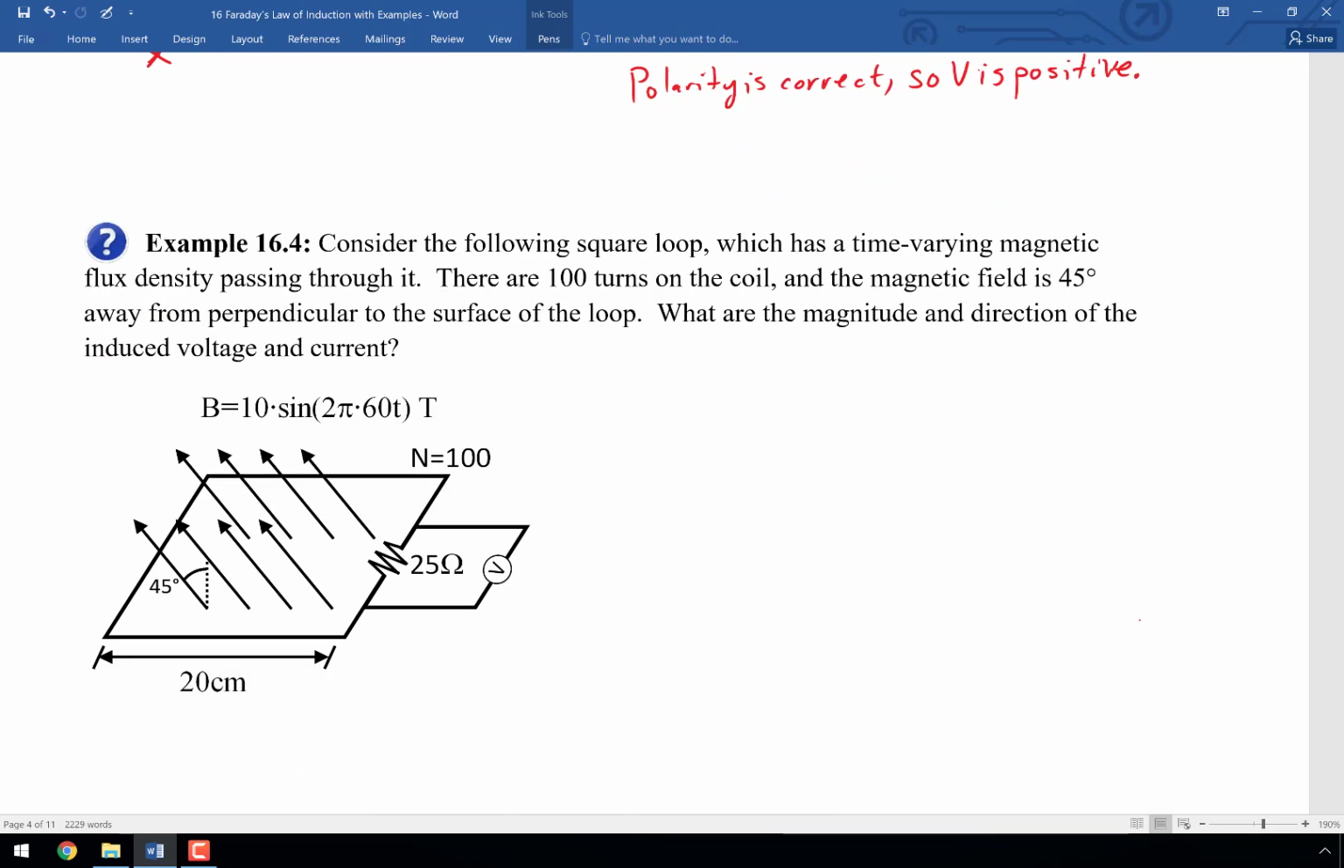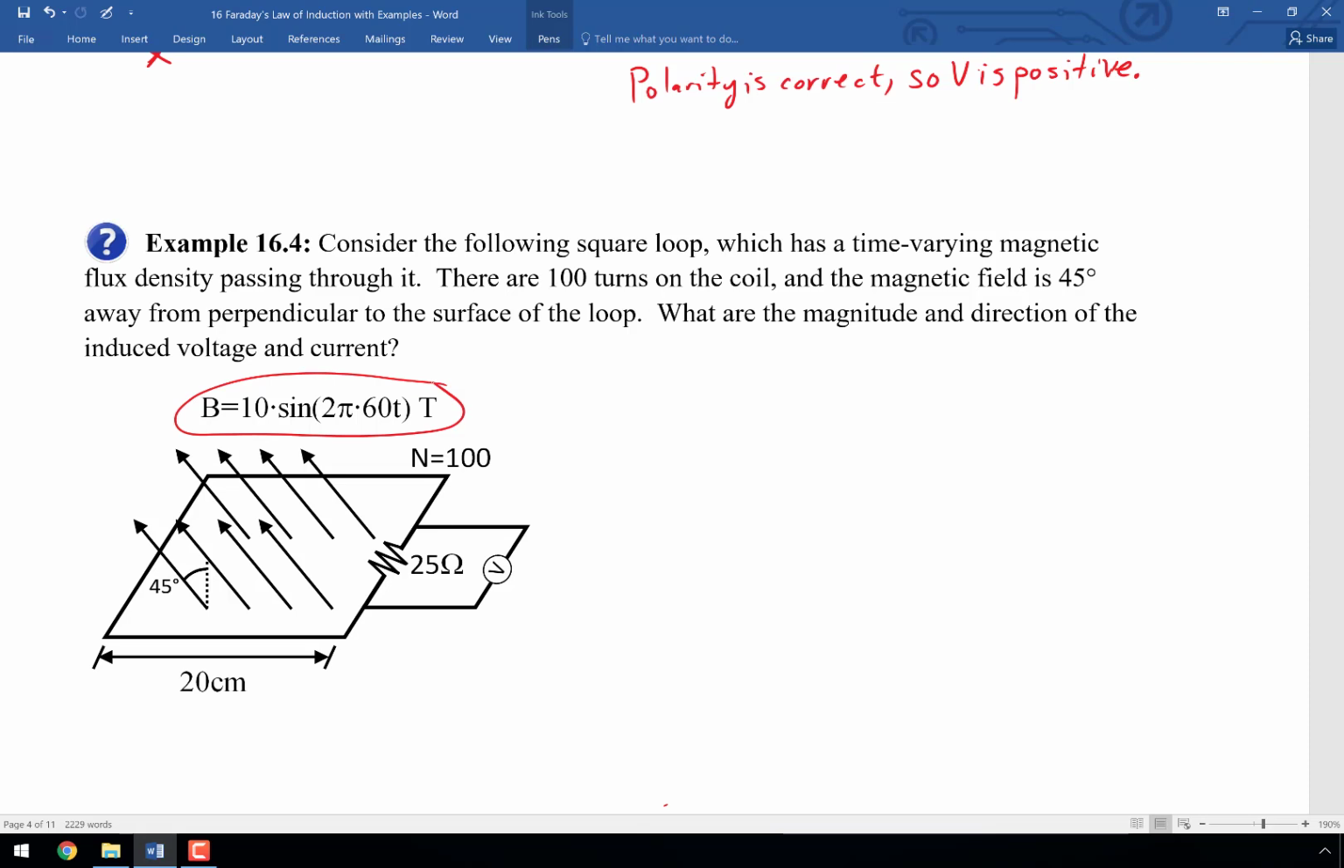Consider this square loop, which has a time-varying magnetic flux density passing through it. So here you can see that the magnetic flux density is varying with time. There are 100 turns on the coil, and the magnetic field is 45 degrees away from perpendicular. What are the magnitude and direction of the induced voltage and current?